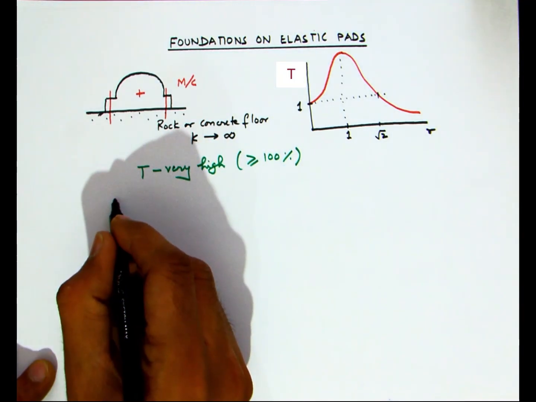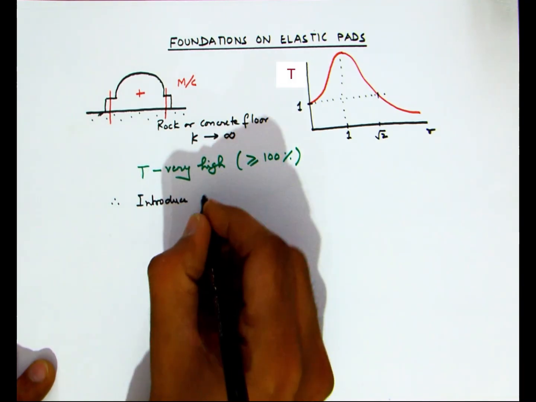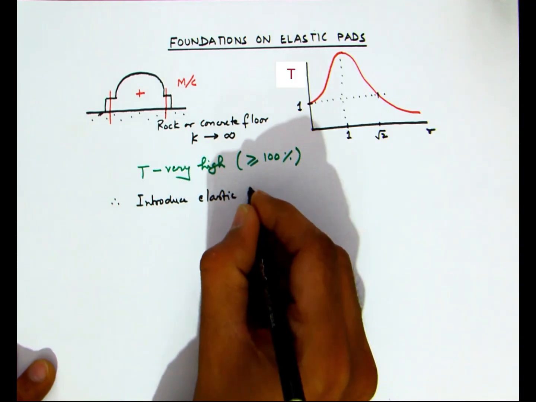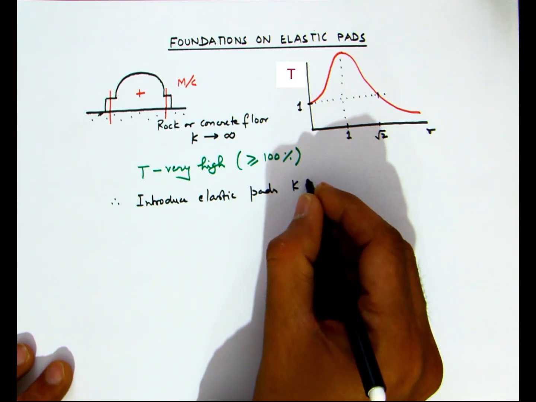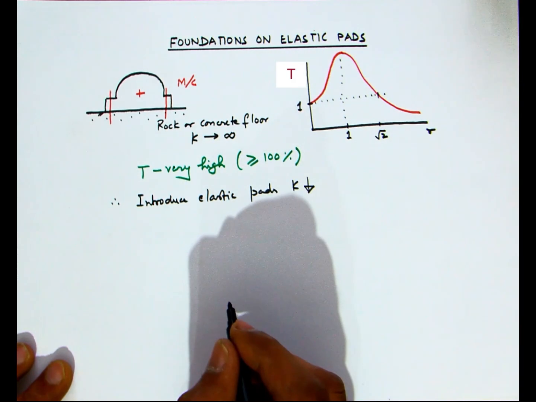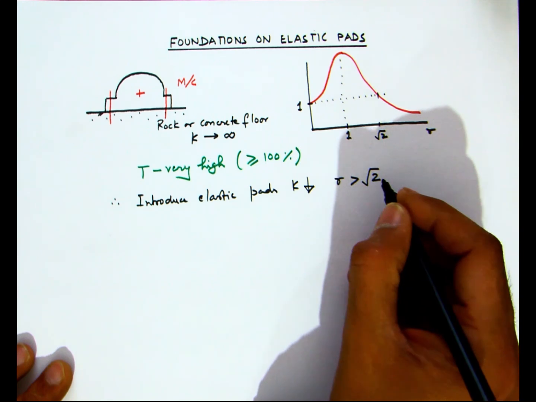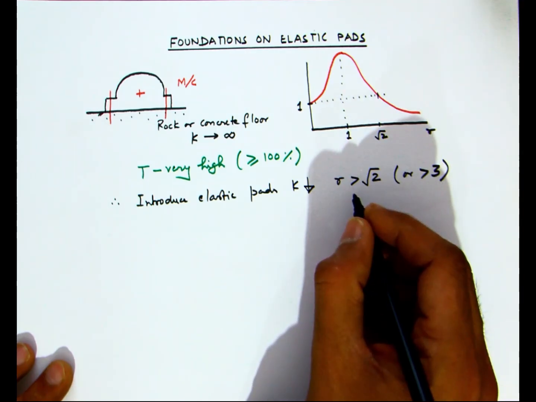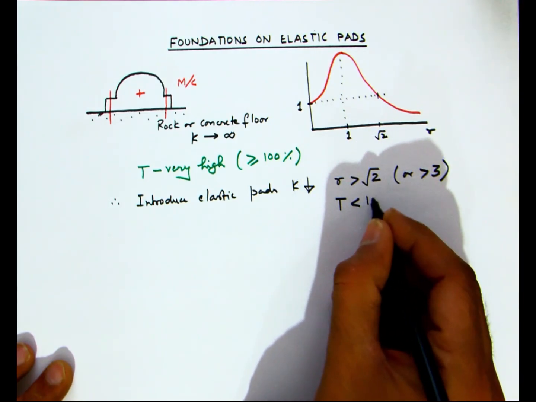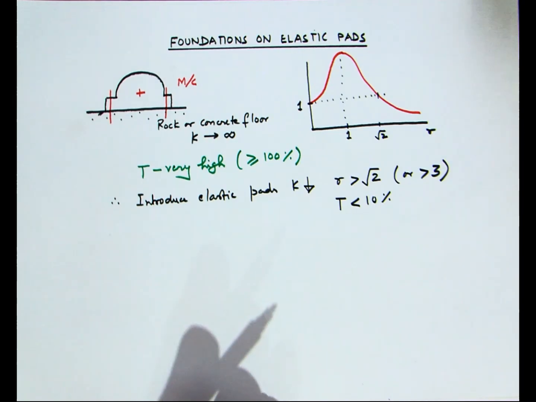That's why it's very pragmatic to introduce elastic pads below the machine, so that the system has a reasonable value of stiffness rather than infinitely stiff. What this does is that it reduces the natural frequency of the system, thereby increasing the value of the frequency ratio R. So we prefer that R should be raised above √2, and preferably if the value of R is greater than 3, then transmissibility would be less than 10%, irrespective of the damping.